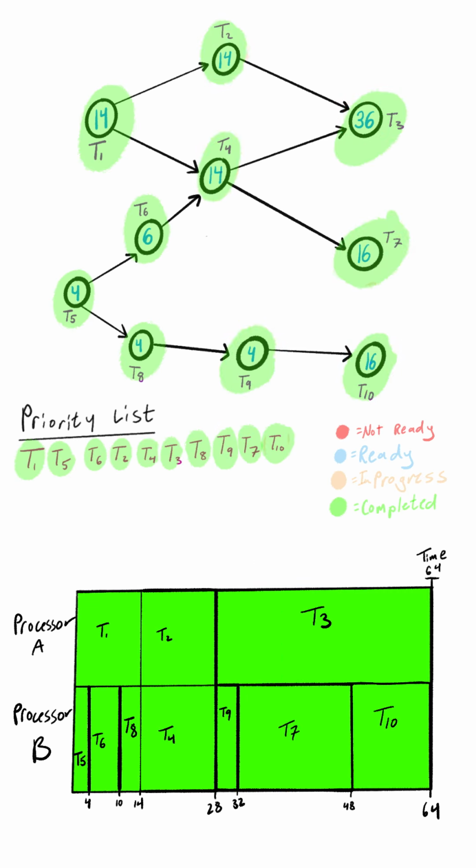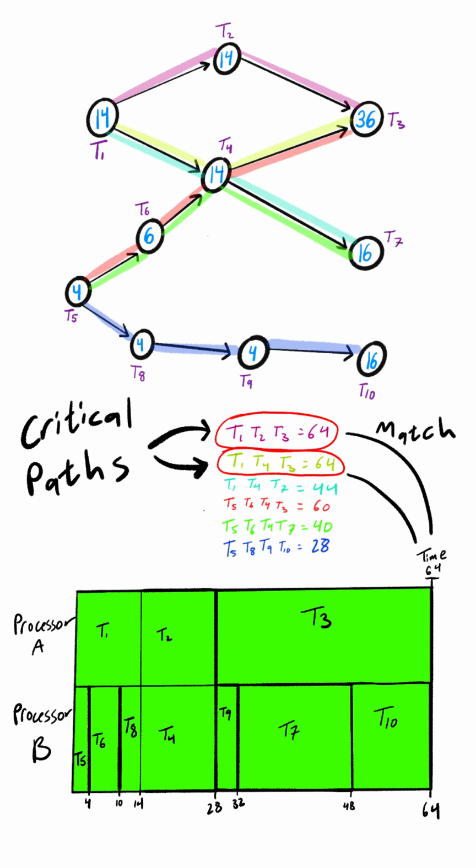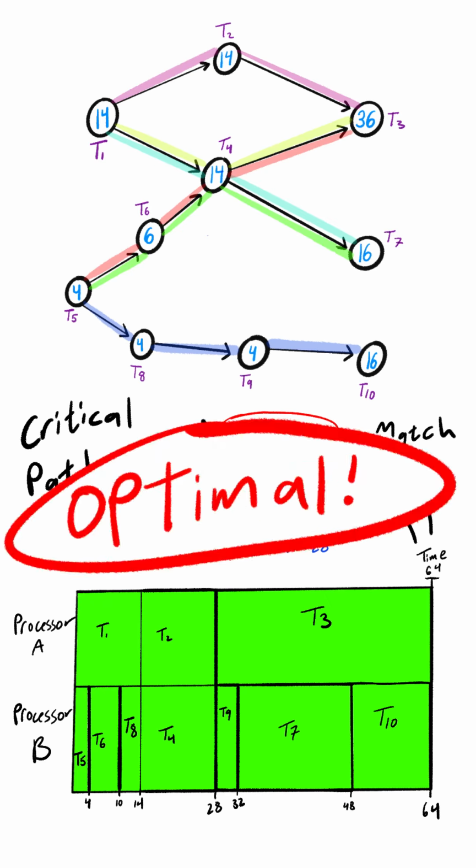Following this, we get a schedule with no downtime in between tasks. The total time to complete all tasks matches the critical path from the original digraph, meaning in this case, our schedule is optimal. So why doesn't everyone always use this method?